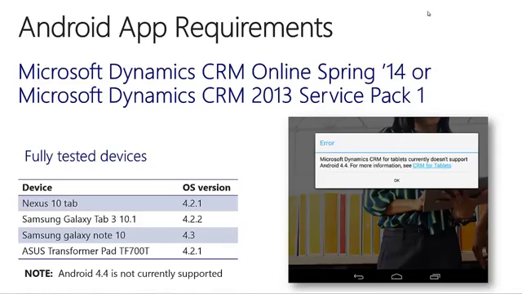The Android app requires Microsoft Dynamics CRM Online Spring 14 or Microsoft Dynamics CRM 2013 Service Pack 1. Any previous versions are not supported. The 4 specific devices and their tested operating systems are listed in the chart shown here. Using an Android tablet or operating system other than the combinations listed has not been tested and is not officially supported. Always refer to the latest version of the implementation guide for the currently supported devices and operating systems.